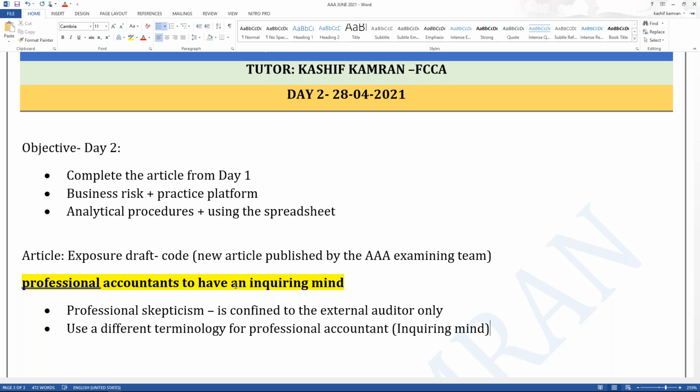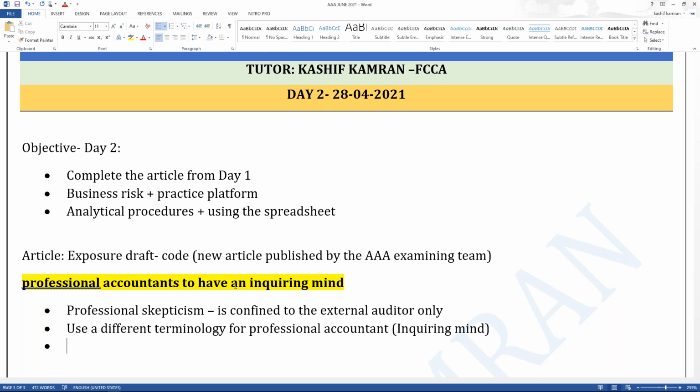Inquiring mind. And for the external auditor, which jargon will you use in the exam paper? Professional skepticism, right? Now let's understand the definition of inquiring mind, which has been used in the revised code for a professional accountant. And I hope you understand the difference between a professional accountant and an auditor. Professional accountant is a wide terminology, which includes the different roles the accountant can adopt in a given organization.